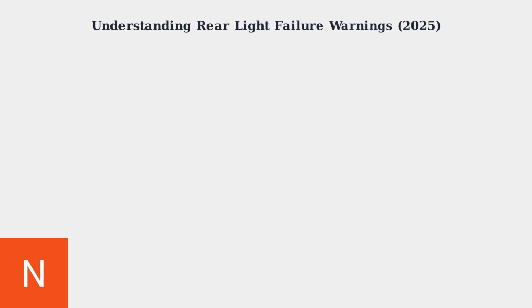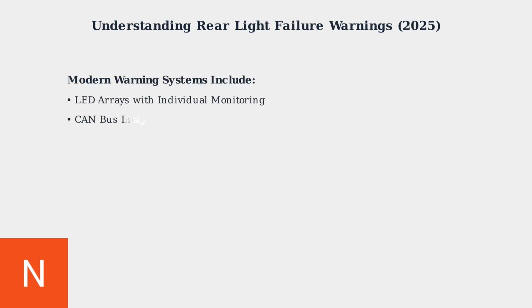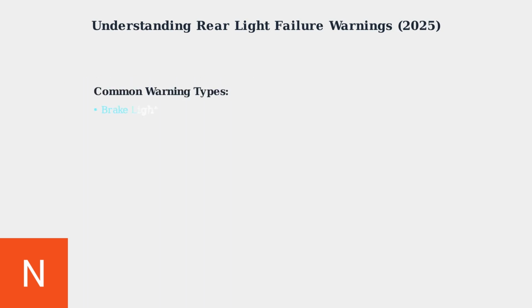Modern vehicles manufactured after 2020 feature sophisticated rear light failure warning systems that have revolutionized how we detect and diagnose lighting problems. These systems use LED arrays with individual bulb monitoring, CAN bus integration for precise diagnostics, OBD3 compatibility, and advanced diagnostic capabilities that far exceed older vehicles. The most common warning types include brake light failure alerts, turn signal malfunctions, tail light circuit errors, LED array partial failures, and trailer light connection errors.